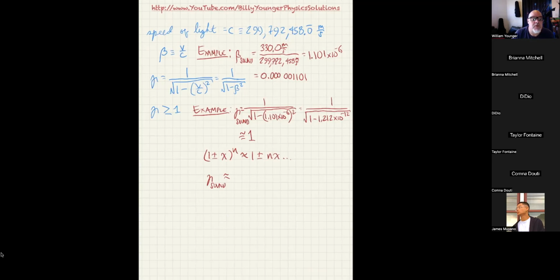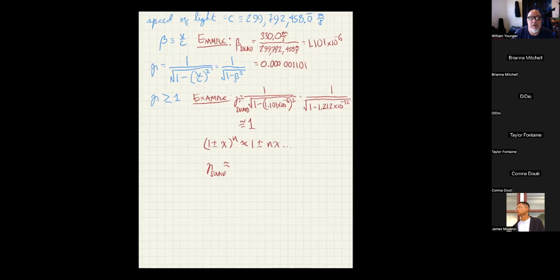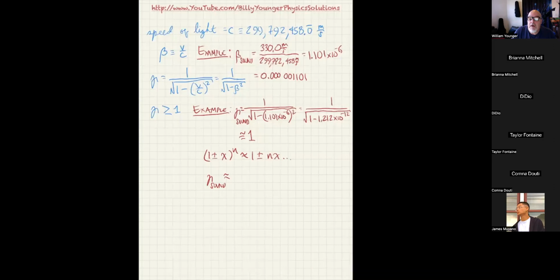notice our function is in fact 1 times, let me double check this. Hold on, I want to make sure I don't grab the wrong symbol here. Double checking my work here. Yeah, it is 1 plus or minus. Okay, so what I'm actually doing is saying that gamma is equal to 1 minus beta squared raised to the negative 1/2 power. So that's really what I'm doing.